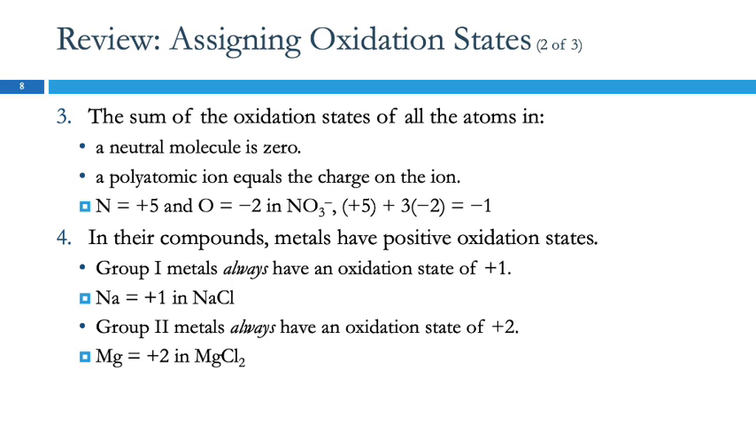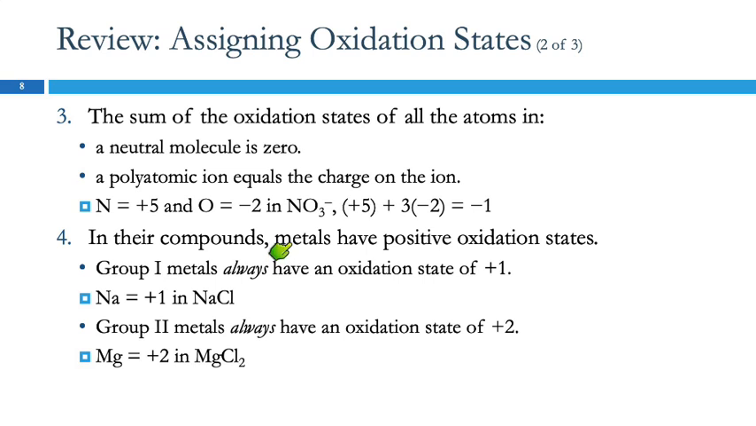So you can kind of lump all 3 of those together. The sum of the oxidation states in a thing will equal the charge on the thing. If it's an ion, it equals the ionic charge. If it's a neutral molecule, it equals 0.